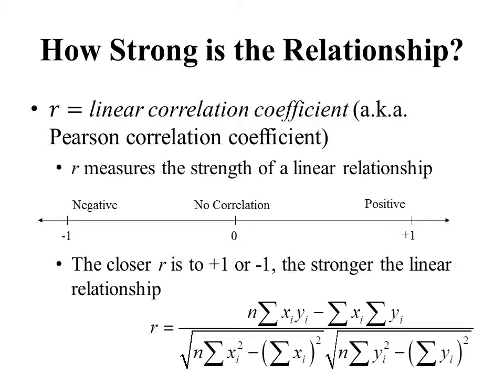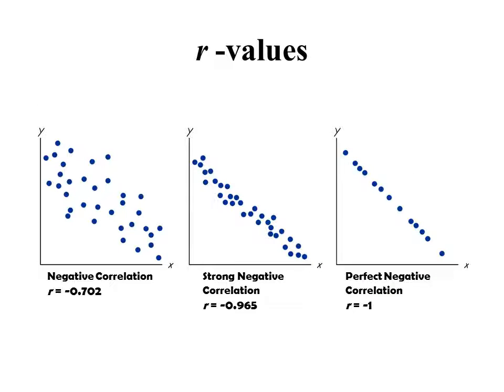So here's a formula that we can use to calculate R. Don't let it scare you, because we're not going to use it. We're going to let Excel do the work. But the point of this formula is that we can simply use the X and Y values from our data. N is the number of data points, and we crunch all those numbers, and that's how we get R. So let's look at some examples of graphs and the corresponding values of R.